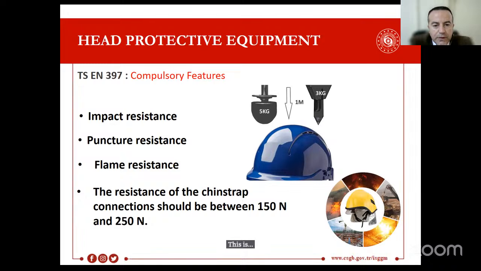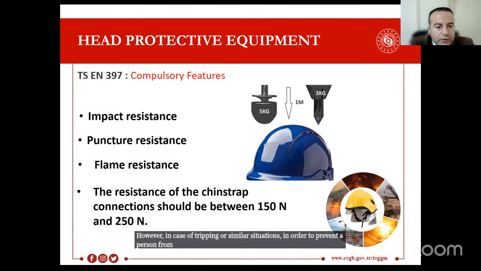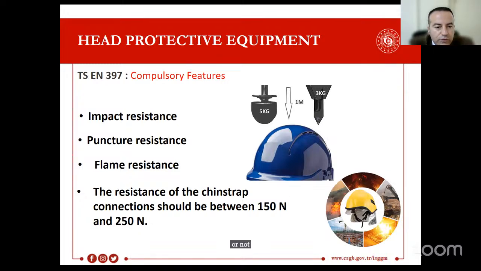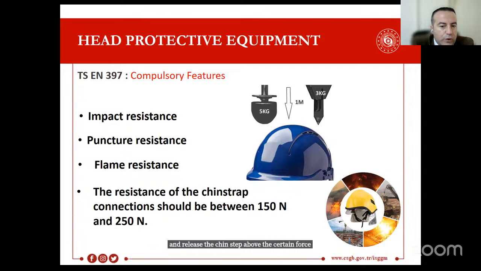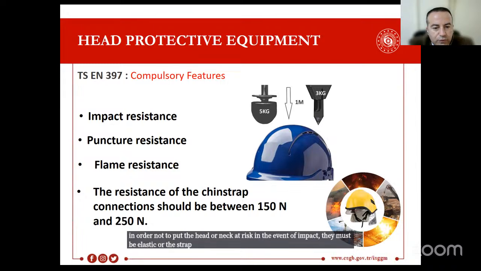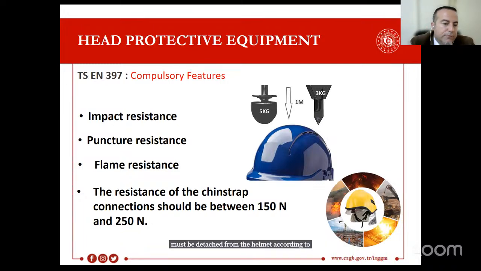However, in case of tripping or similar situations, in order to prevent a person from having their throat cut or not being able to breathe due to the chin strap, they must be designed to break and release the chin strap above a certain force, 250 Newton. In order not to put the head or neck at risk in the event of impact, they must be elastic, or the strap must be detached from the helmet according to the severity of the impact. They mustn't cause neck or jaw fractures or difficult breathing. It's an important point for the chin strap.